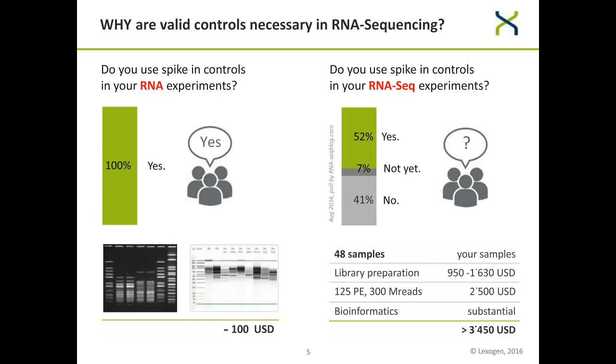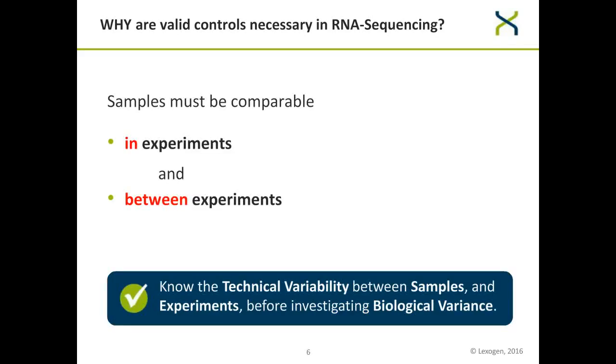And that is very encouraging, but still we think that more people should use spiking controls, because if you think about the efforts that are involved in an RNA sequencing experiment, you should really include the controls to be able to evaluate not only your experiment, but also to compare it later on. That's the reason why you should use controls. The use of the controls makes the samples comparable in one experiment and also between experiments. Only when using external controls can you know your technical variability between the samples and the experiments. And only once you know this technical variability, you can then start investigating the RNA biology or the biological variants behind that.